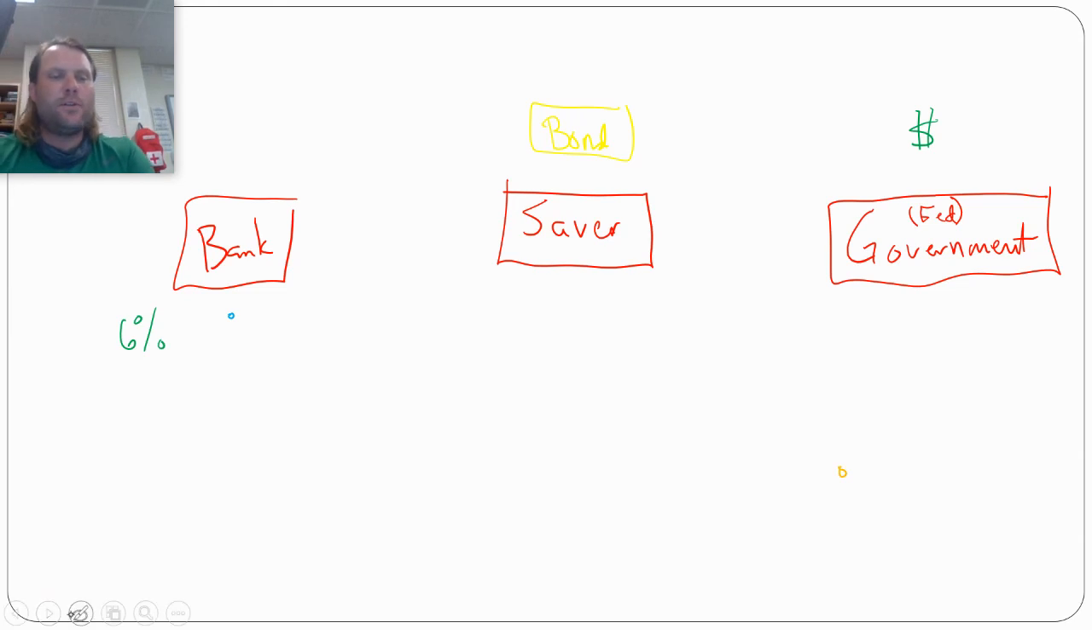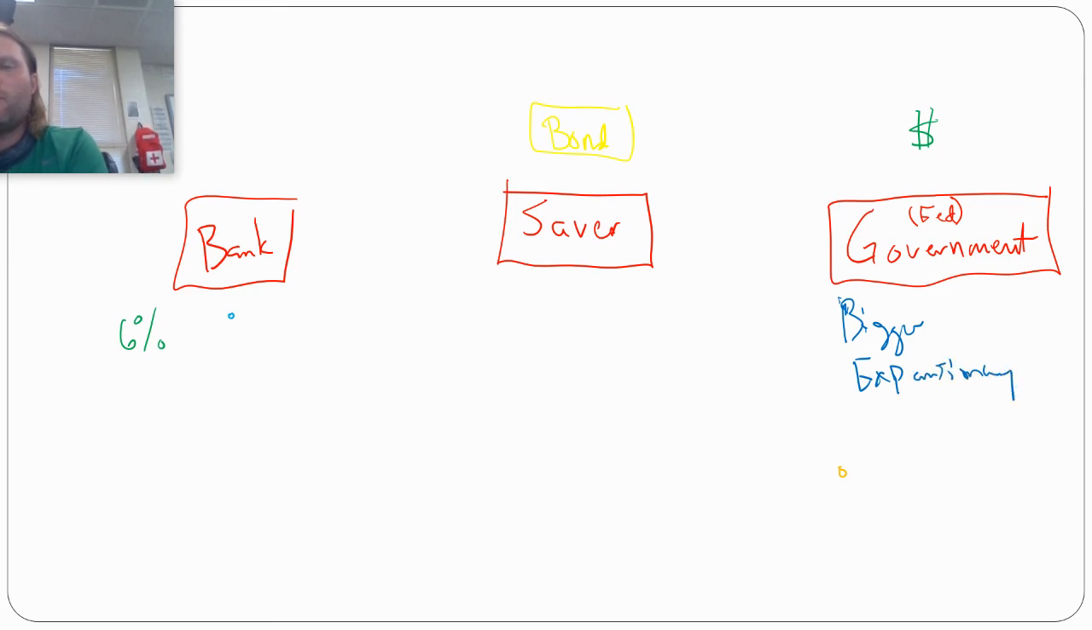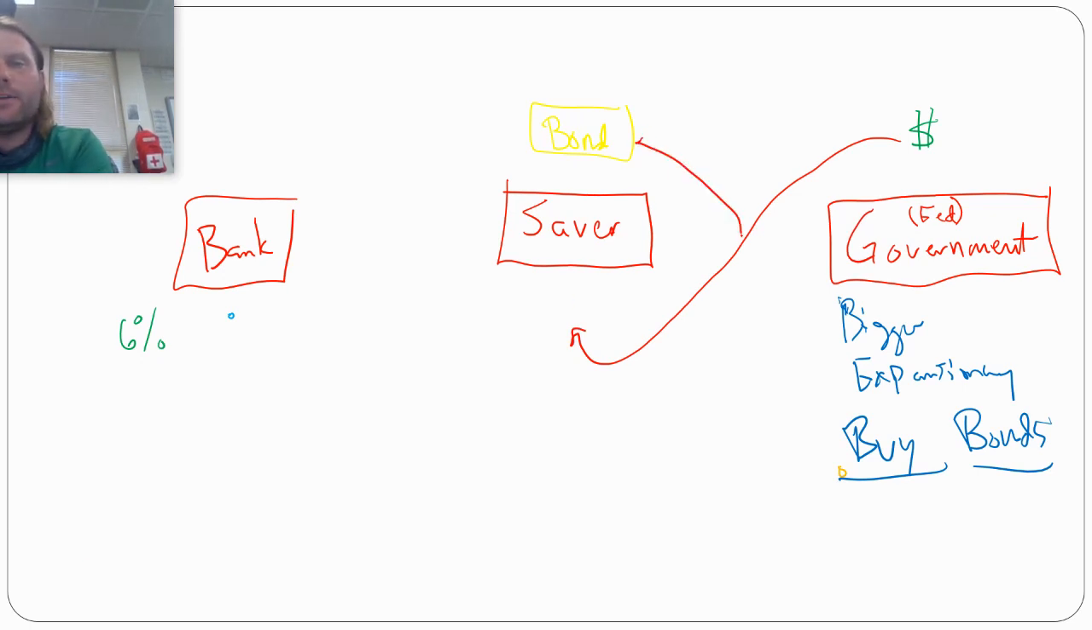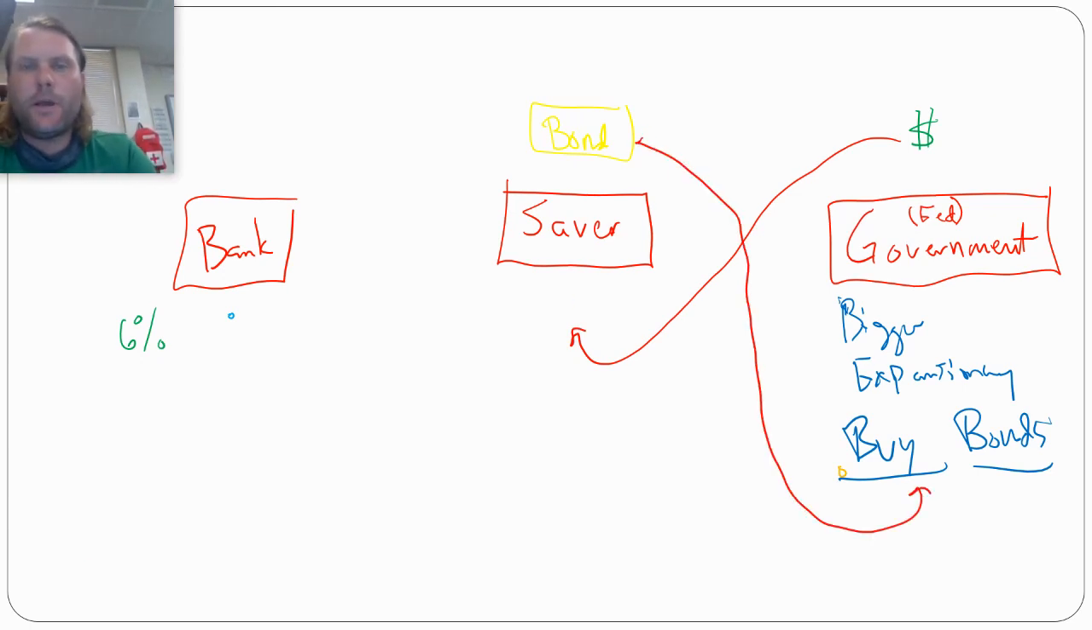Let's say that the government wants to make things bigger. So bigger, expansion. They're going to buy their bonds back. So what has to happen when they buy their bonds back? Well, they're going to give the money back to the saver. The bond is going to come back over here to the government. So this is gone, the money's here. What is this saver going to do with some of that money?